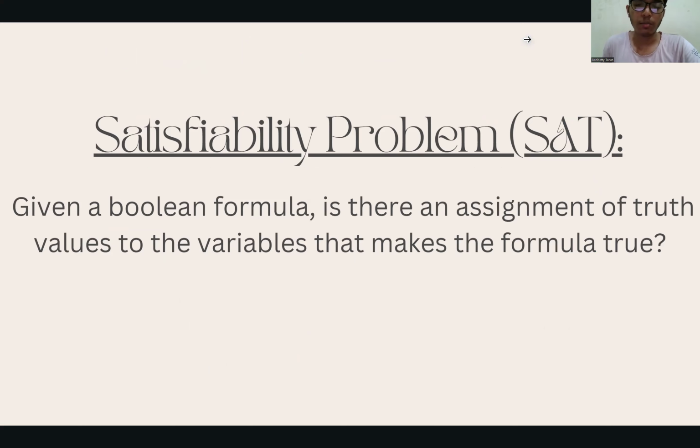The other example of a decision problem is the satisfiability problem, or else we can call it the SAT problem. In this problem, we will be given a Boolean formula and we have to check whether there is an assignment of truth values to the variables that makes the formula true. Like we have to check whether an assignment of truth values exists to the variables so that the given Boolean formula is true for those truth values. If the Boolean formula is true, then we have to return yes.